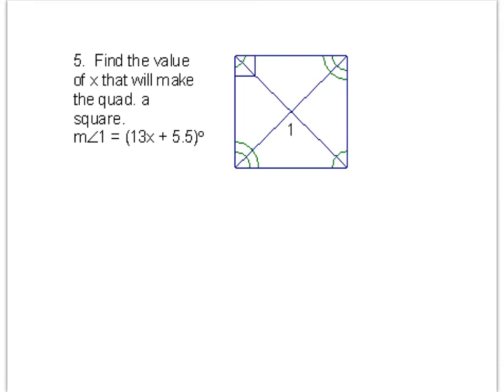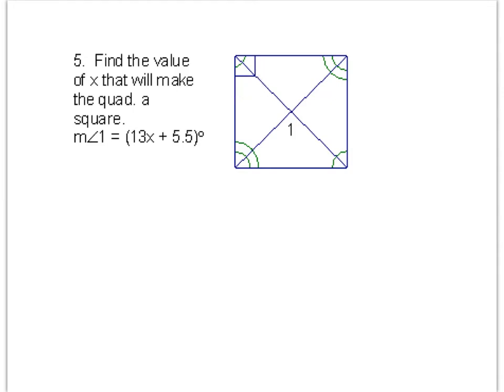Alrighty, our next problem here, find the value of x that will make the quadrilateral a square. Well, this is marked. This angle is congruent to this angle, and this angle is congruent to this angle, so this must be a parallelogram. Not only is it a parallelogram, this is a right angle, so it must also be a rectangle.